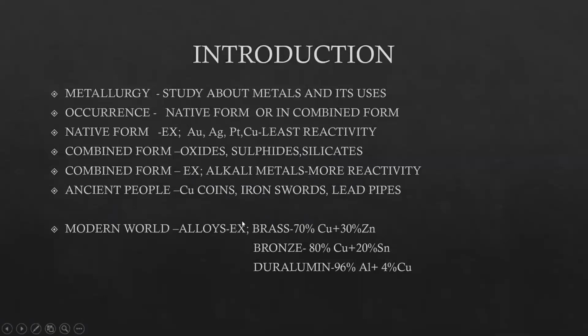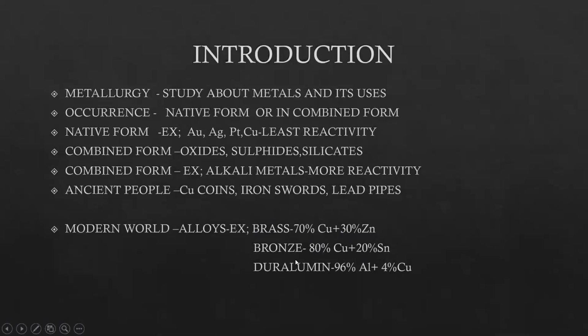But in the modern world, we are using many different metals. We also combine one metal with the other. The mixture of one metal with the other we call an alloy. Examples for alloys are bronze, brass and duralumin. Brass is the mixture of 70% copper and 30% zinc. We are using this brass for making electrical equipments.